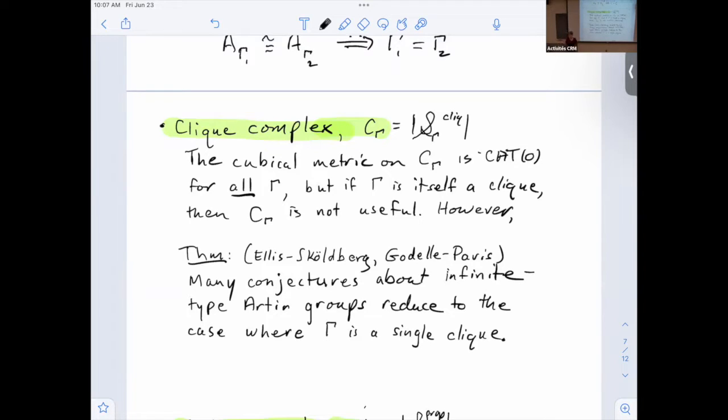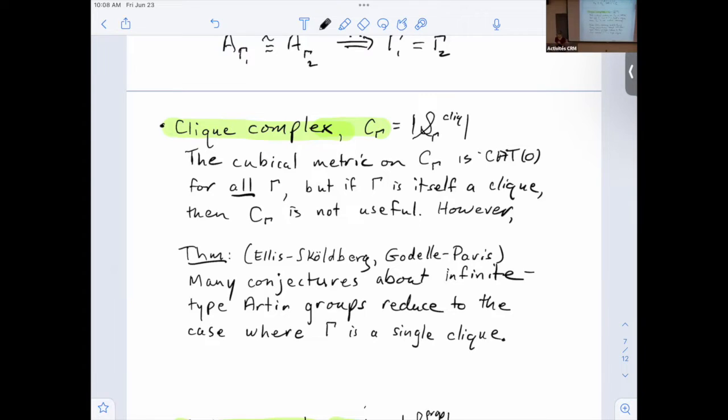All right, so in a sense, it takes many of the conjectures we're trying to prove about gamma and about A gamma, and says we just need to understand what happens when gamma is a clique. That if we could understand that, we'd be done. That's essentially what this construction does for us.